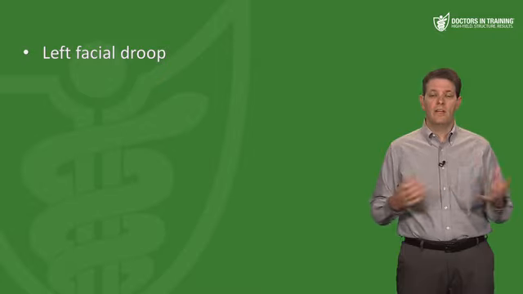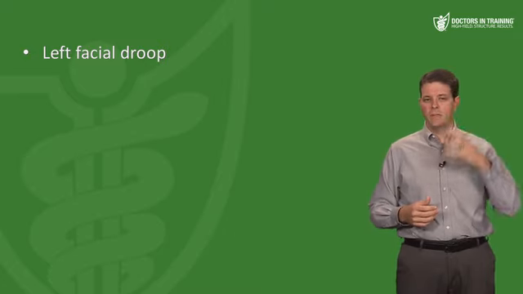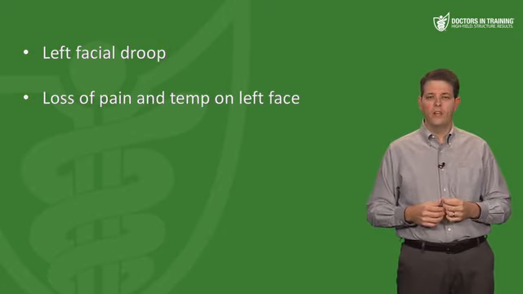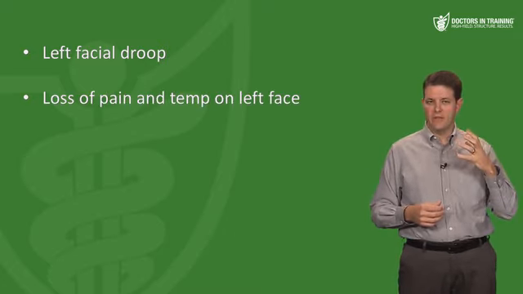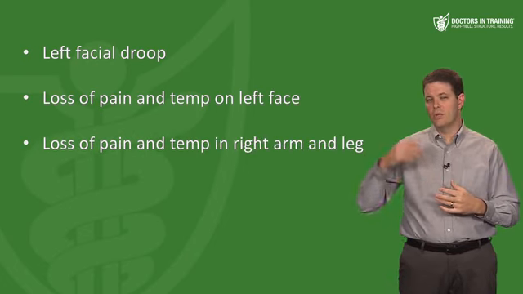So hopefully you're starting to become more comfortable with the rule of 4s, because we're going to go through the rest of these a little bit faster. Say you have a patient with left facial droop affecting both the upper and lower face, loss of pain and temperature sensation on the left side of the face, and loss of pain and temperature sensation in the right arm and leg.